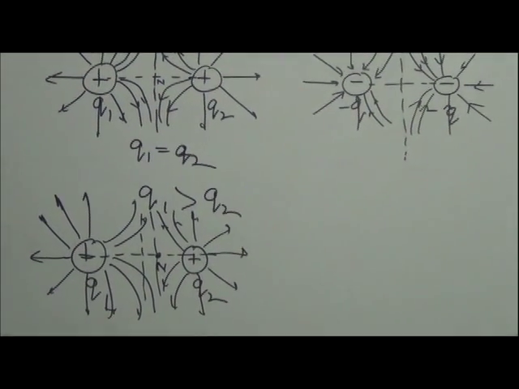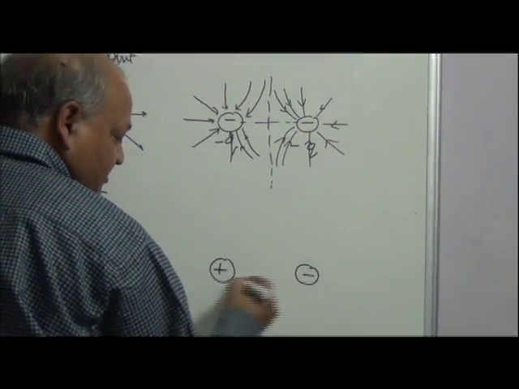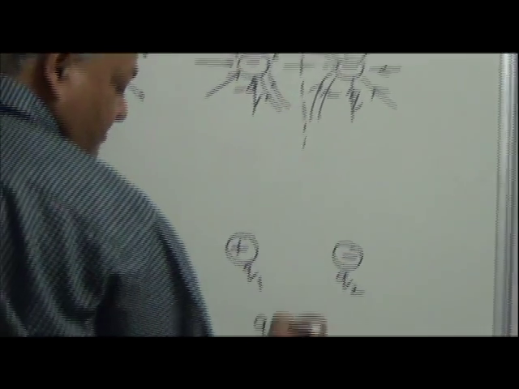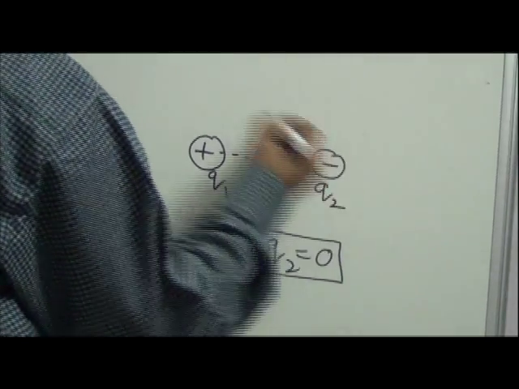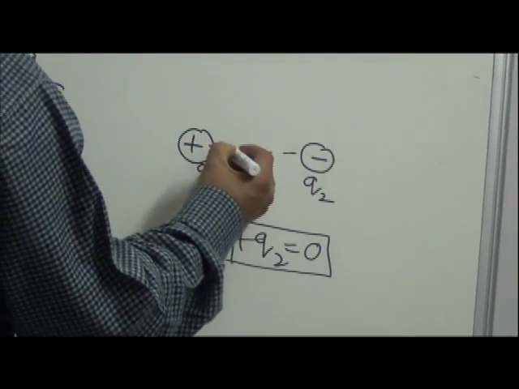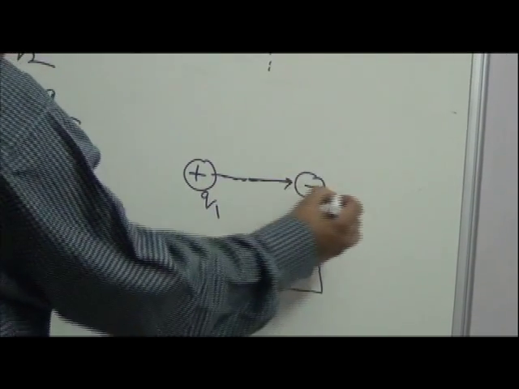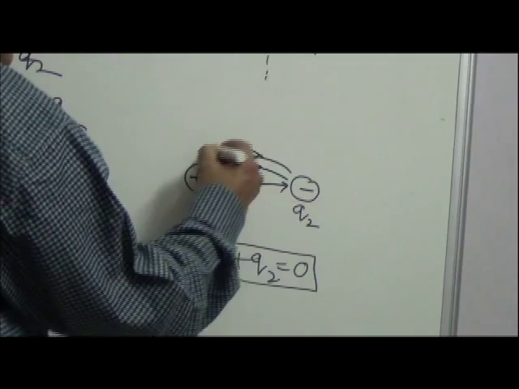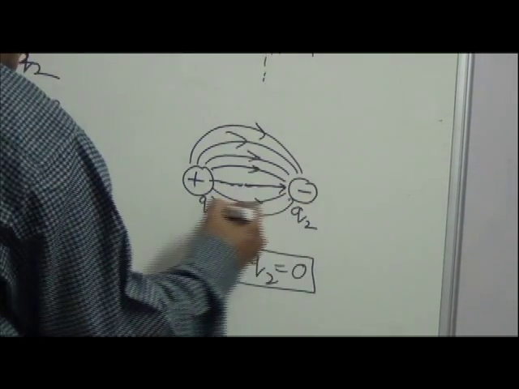We can have another system where one charge is positive, another is negative, and total charge on the system is 0. We can call this system as Q1 plus Q2 equals to 0. This is a mathematical equation for this electrical system. When we plot electric lines of force, we keep test charge, it will be repelled by the positive charge, attracted by negative charge, so it will straight move towards negative charge. If I keep it here, the electric lines of force will have this shape, moving from positive, terminating at negative, like this.